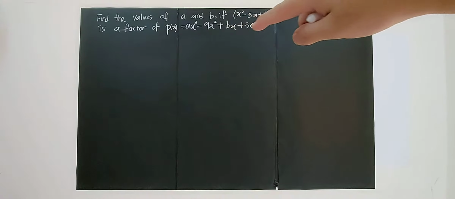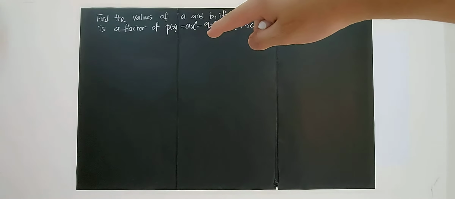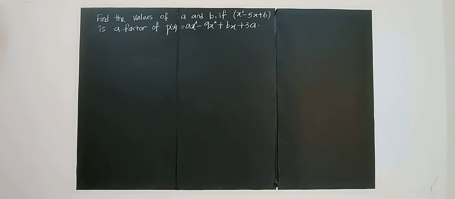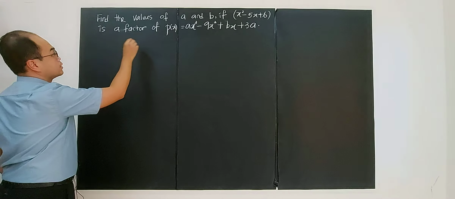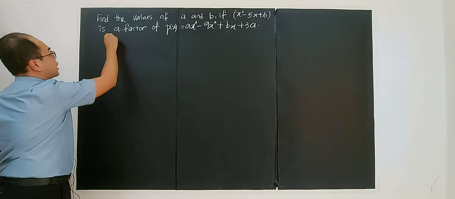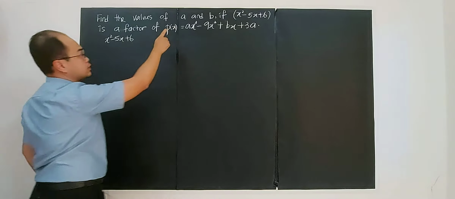So this is already a quadratic factor, one of the factors for this polynomial, right? So there is one more factor remaining. Later I'm going to show you how to factorize this. So if you have p(x), it means that x squared minus 5x plus 6 is a factor of this polynomial.